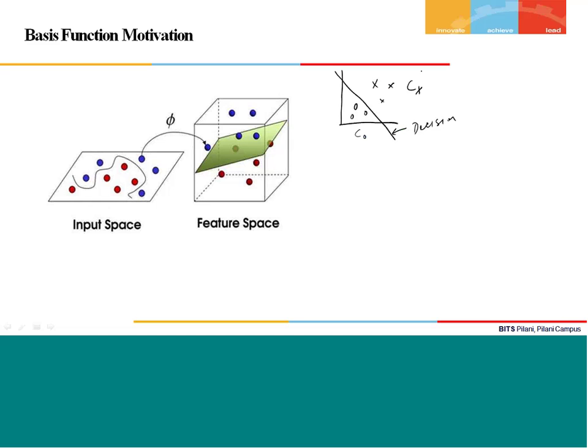Now every time somebody gives me a new x, and let's say this new x falls here, somebody asks me, well, please classify whether it belongs to C0 or C1. Because this point falls to this side of a linear decision boundary, I will classify this new point as a C0 class. So this is what we generally do in linear classification.